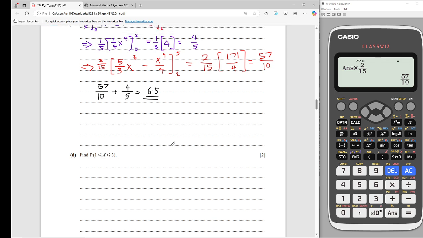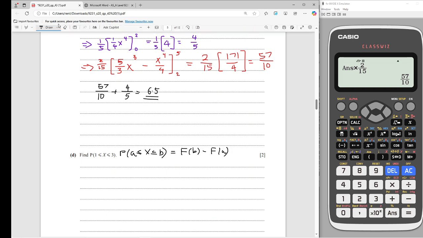Find the probability that x ranges between 1 to 3. This is by far, I think, the simplest equation. So there is a formula. When we have x ranging between a to b, the probability of x ranging from a to b is equal to the CDF when you plug in the value of b minus the CDF when you plug in the value of a.